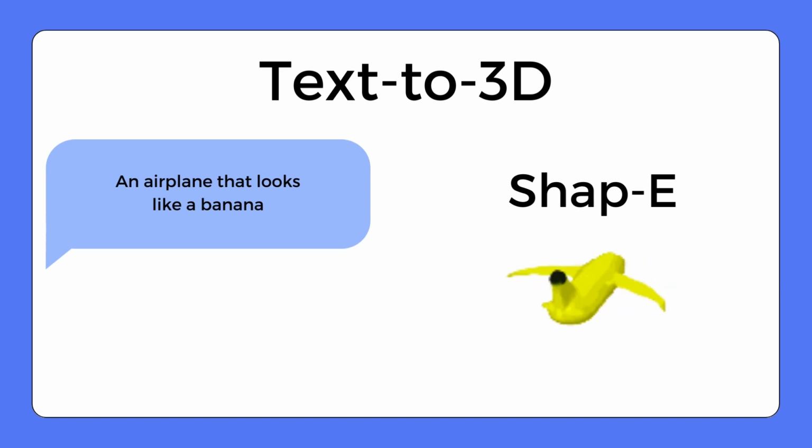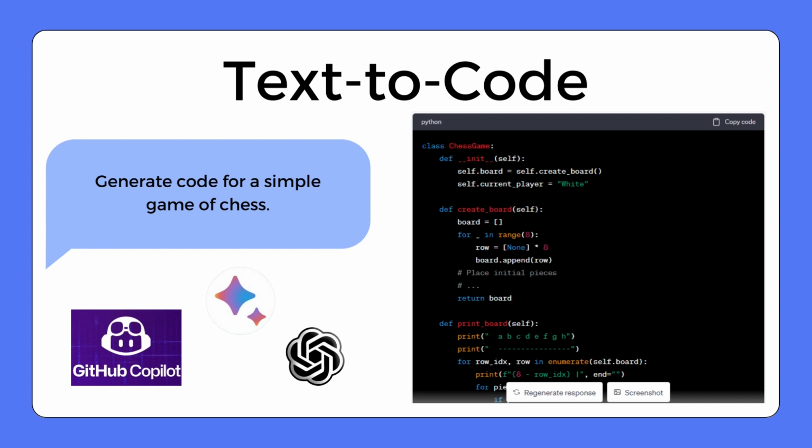For example, if you ask Shape E, a conditional generative model for 3D assets, to make an airplane that looks like a banana, it creates the 3D object you can see here. We also have text to code. These models are able to use natural language description and then create a code based on that. It is useful for tasks like automated code generation, error detection, and code translation.